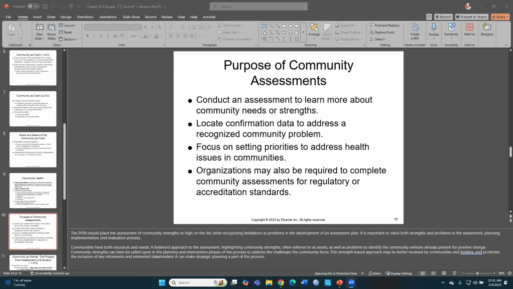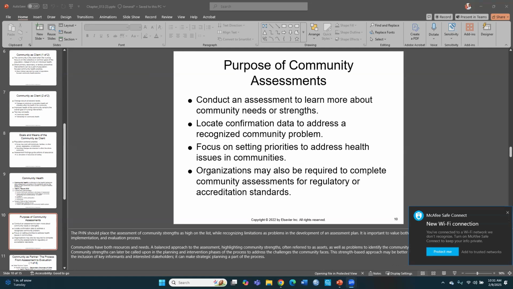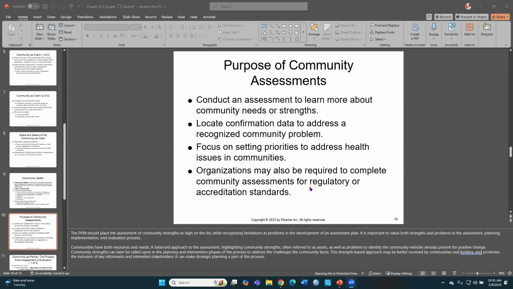So when we look at the purpose of it, from the inside out, for the purpose of identifying and analyzing conditions. So, community assessment or community needs assessment is what we're looking at. It's one of the 3 core functions of public health.